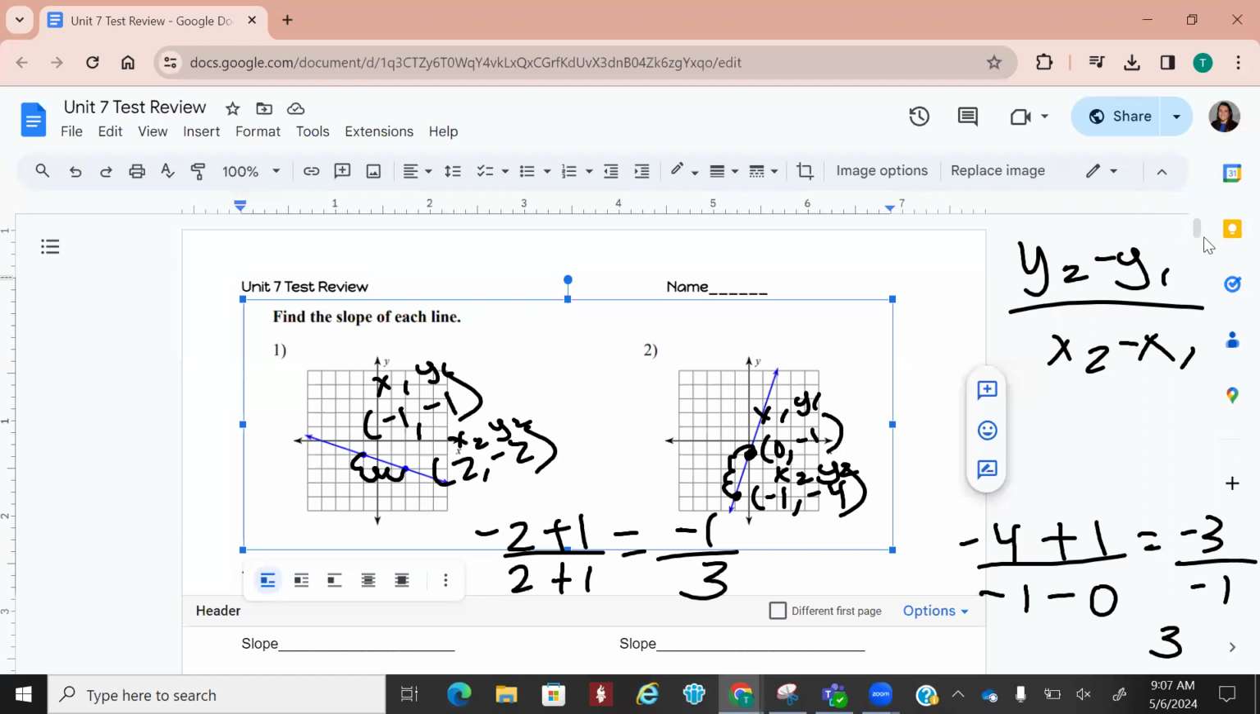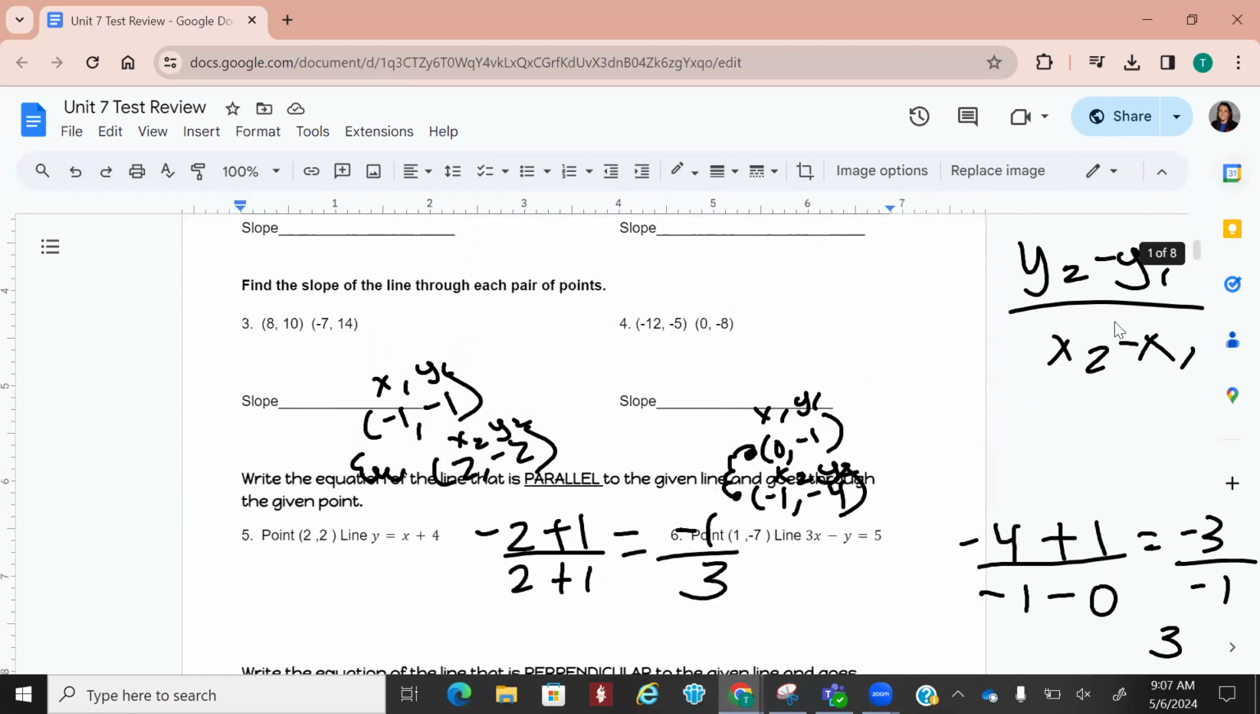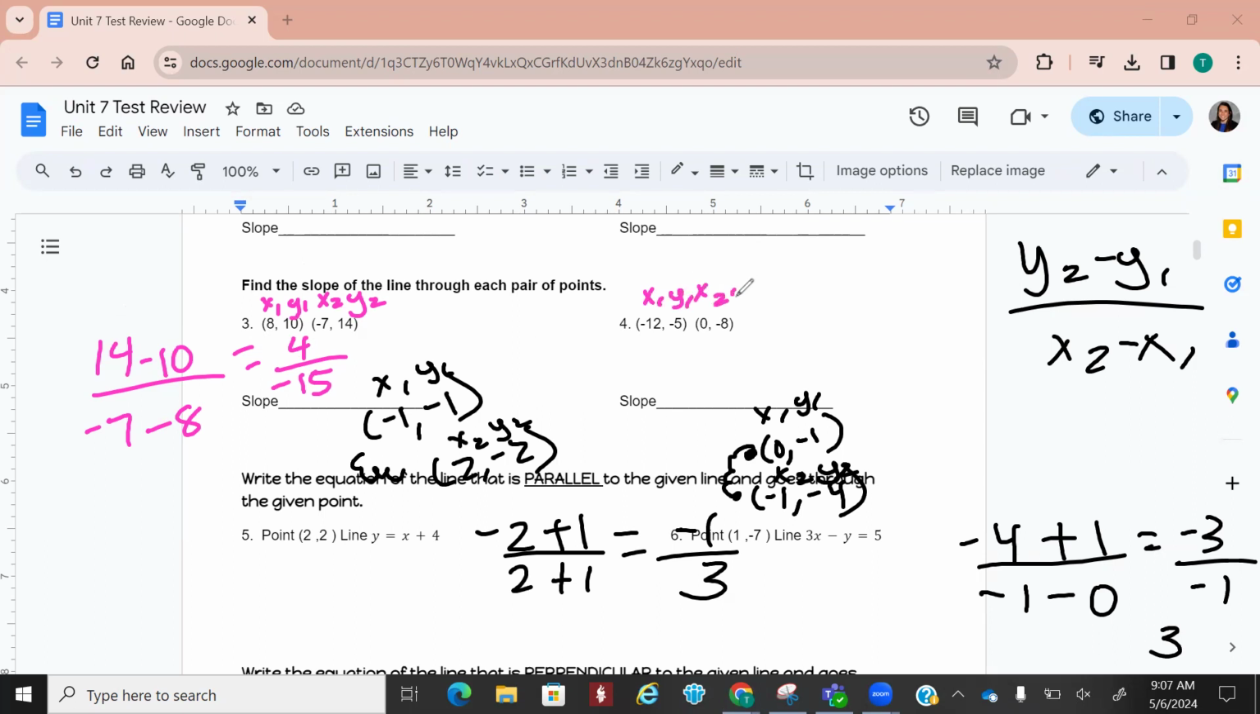All right, so looking at the next two, you're going to label these, and then you're going to plug them in. Okay, so x1, y1, x2, y2, and then I'm going to plug in 14 minus 10 over -7 minus 8, and that's going to give me 4 over -15. On the last one, x1, y1, x2, y2, this is going to give me -8 minus -5 over 0 minus -12. And that's going to give me -3 over 12, which can simplify to -1/4.